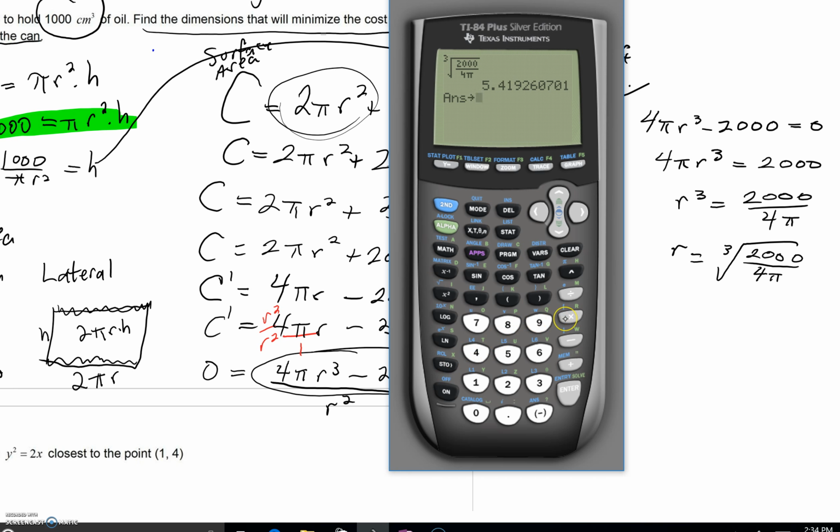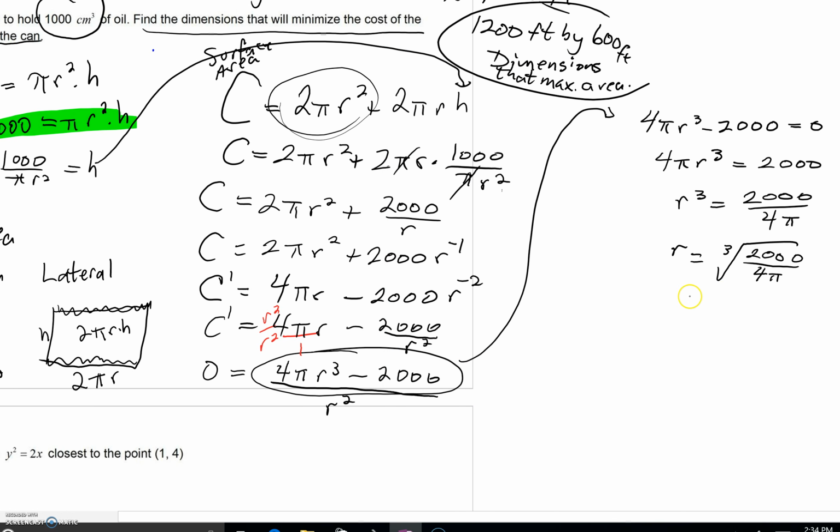Now, by the way, it might be a good idea to hit store and then do alpha r. You could even store it in for alpha x. But just in case you need to plug that in somewhere, you don't want to plug in just a few decimals. You want to make sure you're not rounding until it's at the very end for another measurement. So rest assured we've got r is about 5.419.